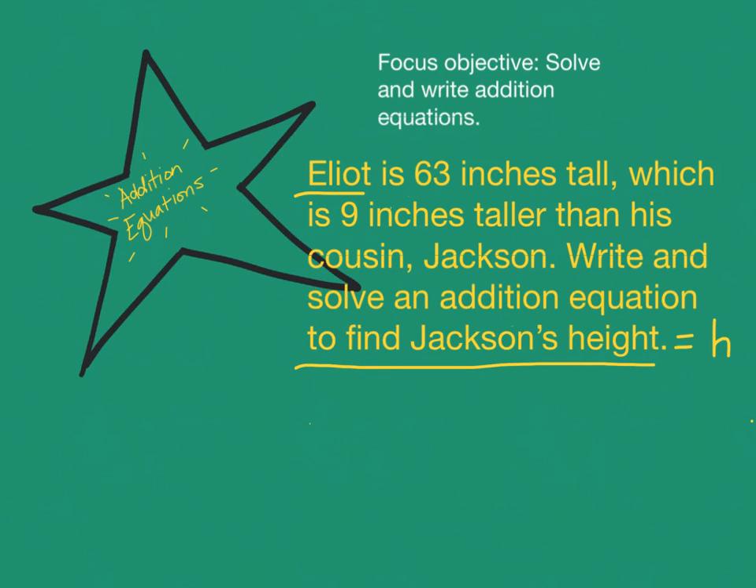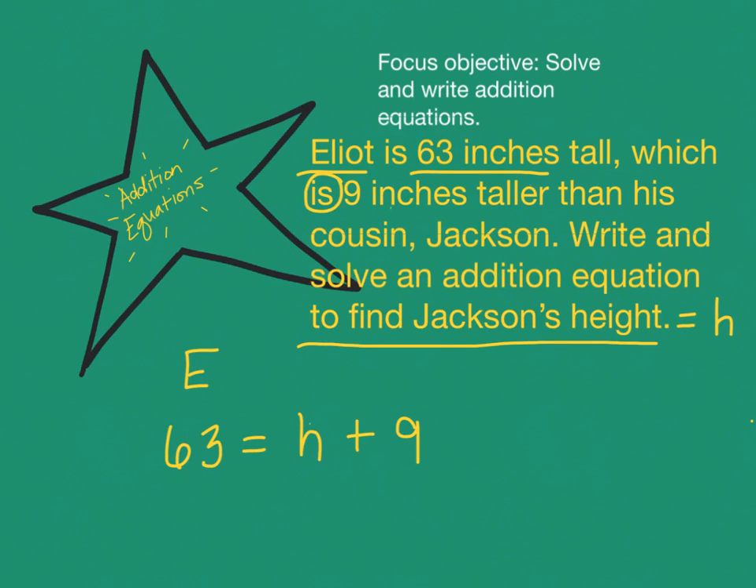So let's take a look at what we do know. We know that Elliot is 63 inches tall, which is, so we'll put down our equal sign, 9 inches taller than his cousin Jackson. So h, our variable, plus 9 for the 9 inches taller. Then we'll go ahead and solve our equation.